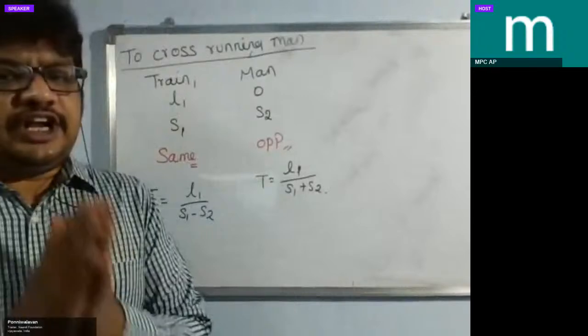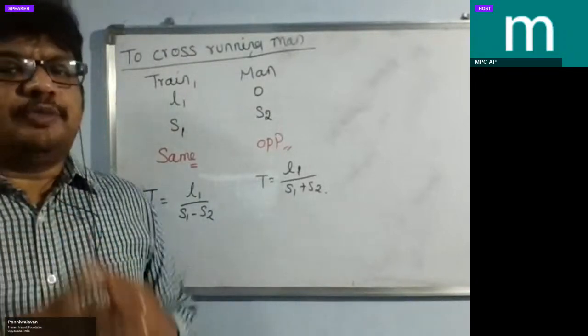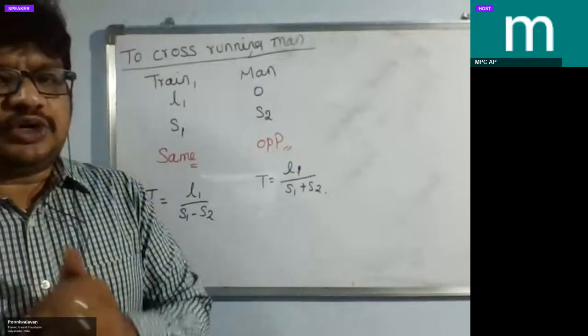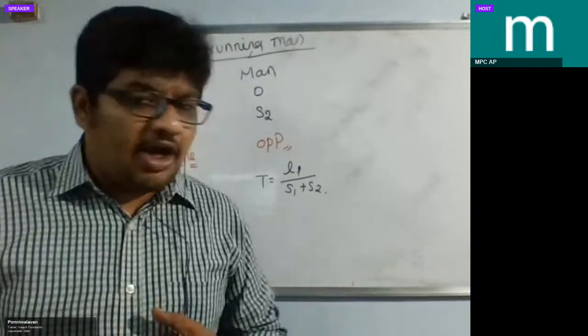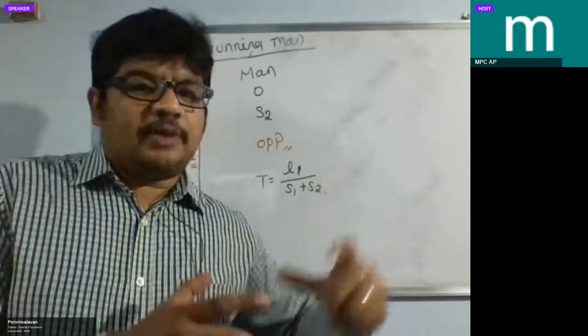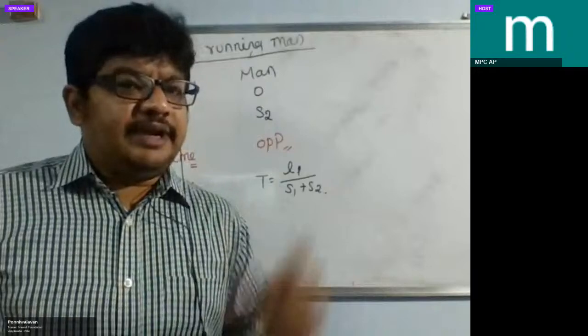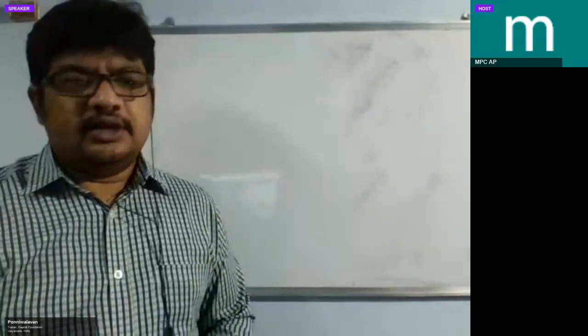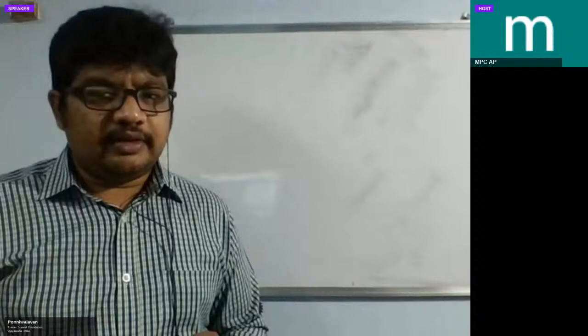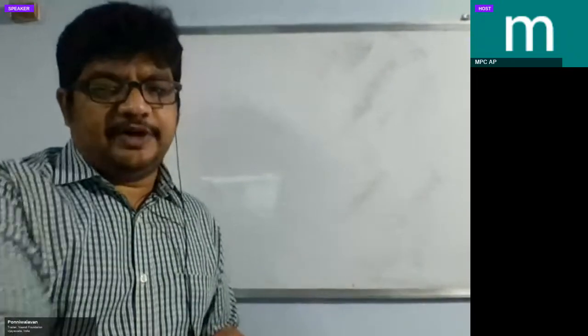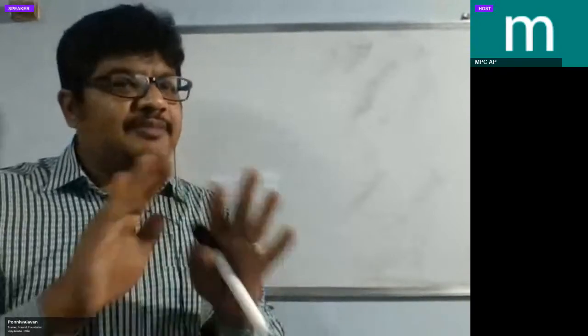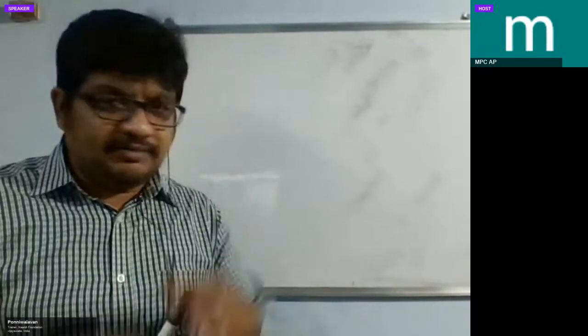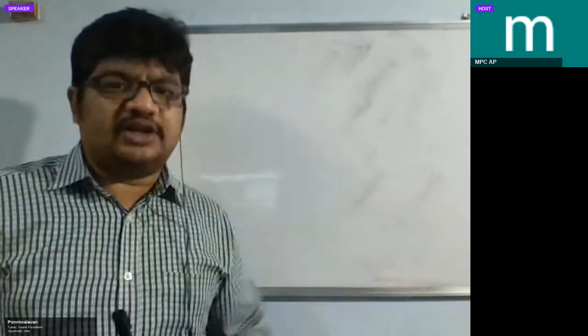Listen, a 320-meter long train is running at 72 kilometer per hour. How much time will it take to cross a platform of 180-meter length? Okay. The train is crossing which object? Platform. So can you tell me, train and platform, how many lengths? 2 lengths. How many speeds? Only 1 speed. The platform doesn't have a speed. It is not a moving object. It's a stationary object. It won't get speed.